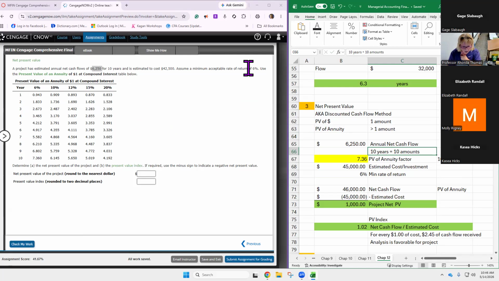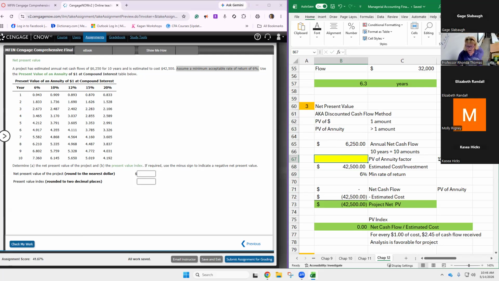Our rate of return, we have a minimum rate of return of 6%. I am documenting that. All right. And then our estimated cost is $42,500. Now I need to use this table, okay, because I've got to find the factor that I need. How do I find it? This is for 10 years at 6%.